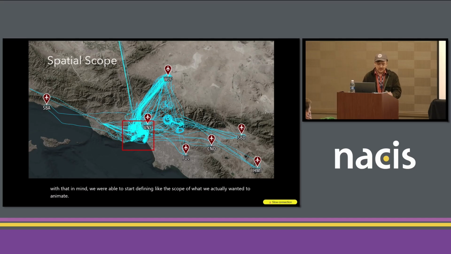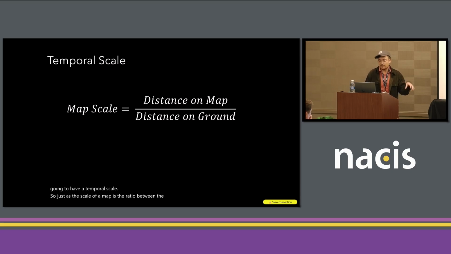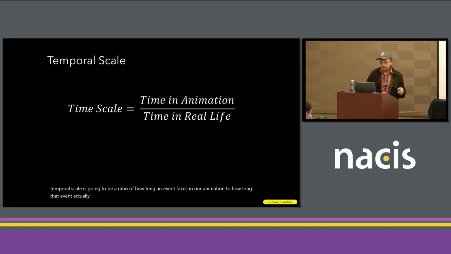For the location, I decided I wanted to zoom in and look at just the area over the fire to be able to see the coordination of the aircraft as they were dropping water and retardant on the fire. And because this is an animation, in addition to having a spatial scale, the map is also going to have a temporal scale. Just as the scale of a map is the ratio between the distance that an object appears on the map and the distance that it takes up in the real world, our temporal scale is going to be a ratio of how long an event takes in our animation to how long that event actually took in real life.